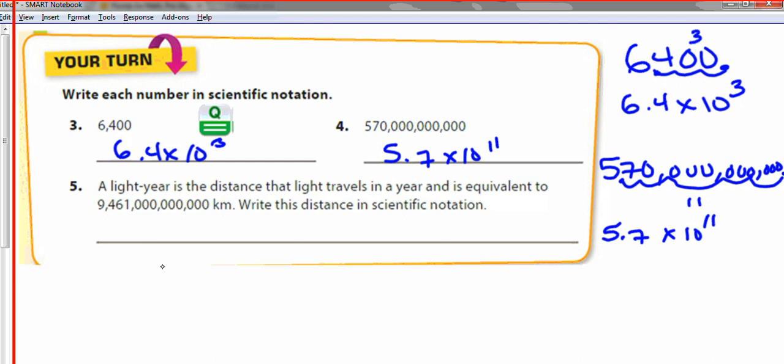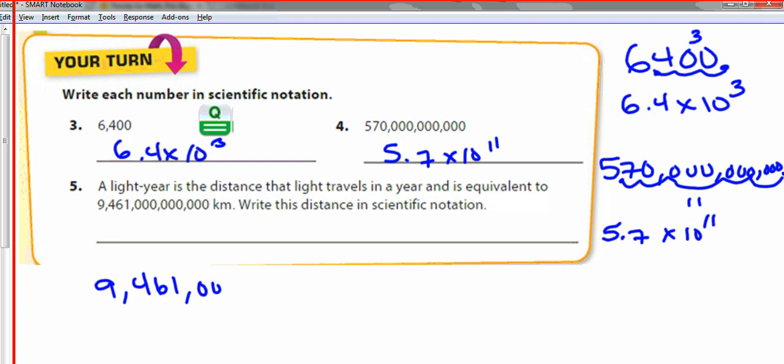And then number 5 is a word problem, but it doesn't matter. A light year is the distance that light travels in a year and is equivalent to 9.461. Here we go again. Thousands, millions, billions, trillions. So this is 9.461 trillion kilometers. Write this distance in scientific notation. No problem.